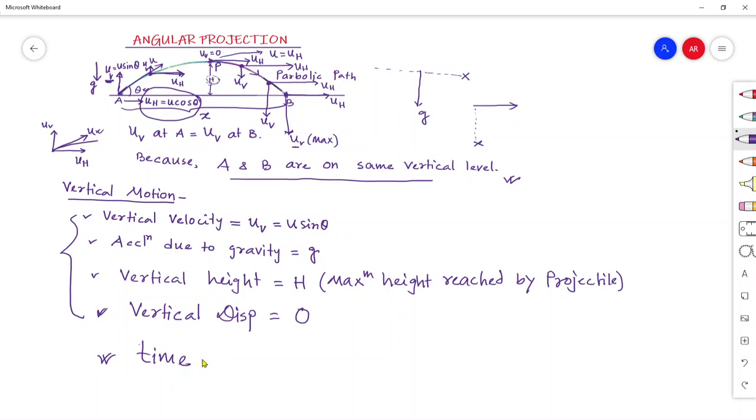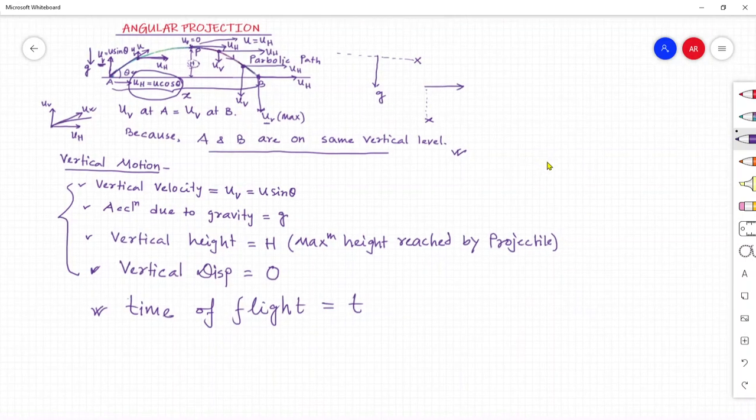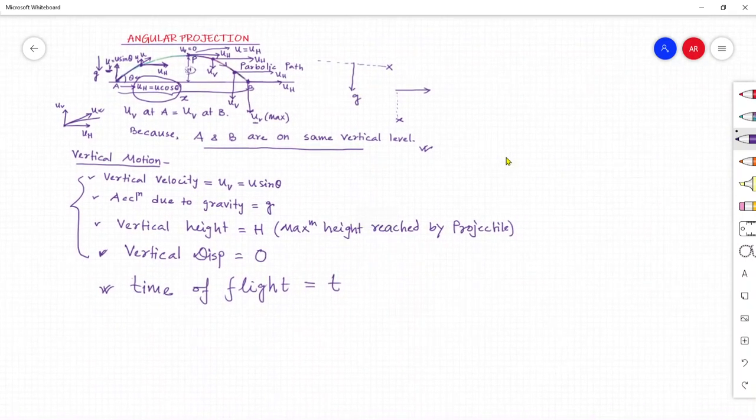So here we are saying time of flight. Time of flight means how long the object was in the air. So say this is t. Being projected from point A, landed at point B, the time t is the time the object was in the air. So these are the parameters that we can consider when we consider the vertical motion.